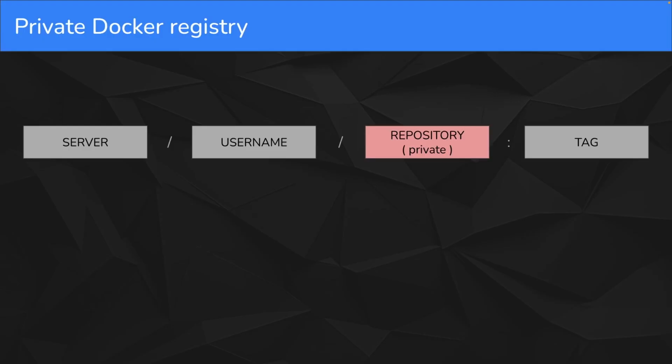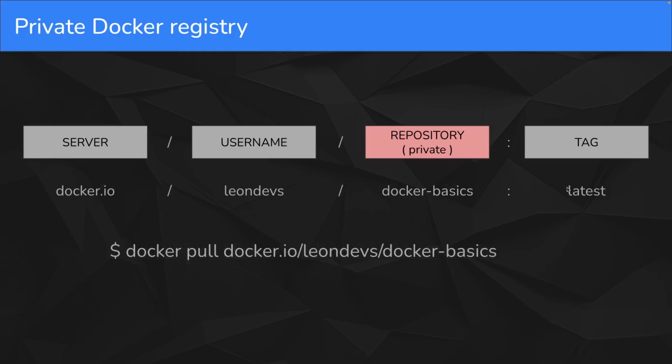Now, what if the repository is private? In this case, for example, if we try to fetch from docker.io/leondevs/dockerbasics, that is one private repository that I just created in Docker Hub, we could pull exactly as we said before, putting the server / the username or the namespace / the repository we want to fetch, and here we can pass latest.